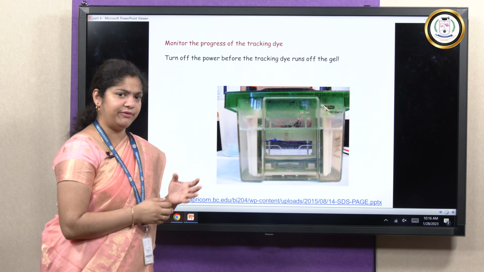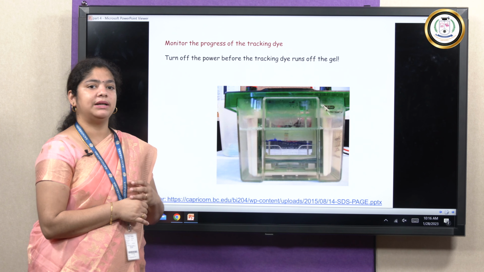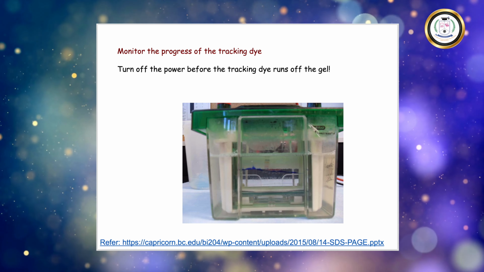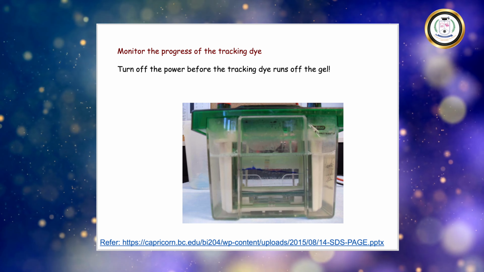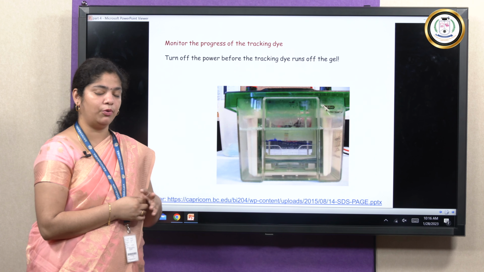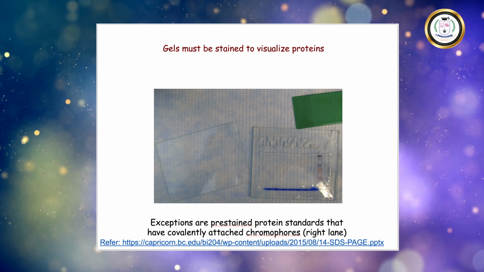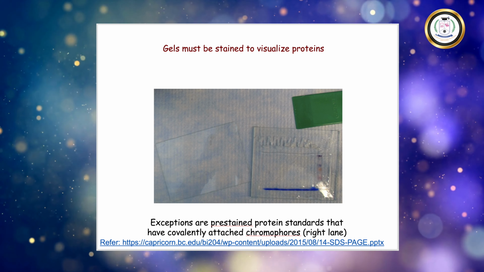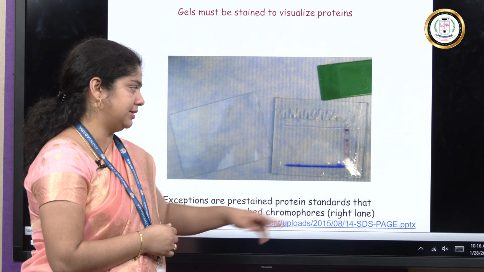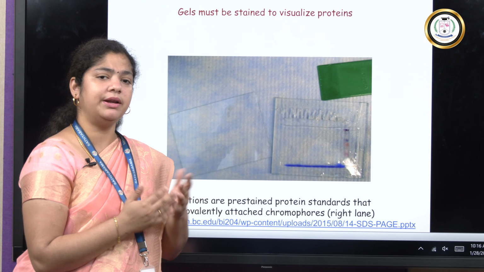The voltage can be from 100 to 150 volts, but generally 100 volts will give you very fine bands, whereas 150 volts can lead to some disruption in the movement, and hence 100 volts is the most appropriate. So we have run the gel, and we can see the bromophenol blue at the end. The tracking dye has gone to the end, so the gel apparatus has now been removed.